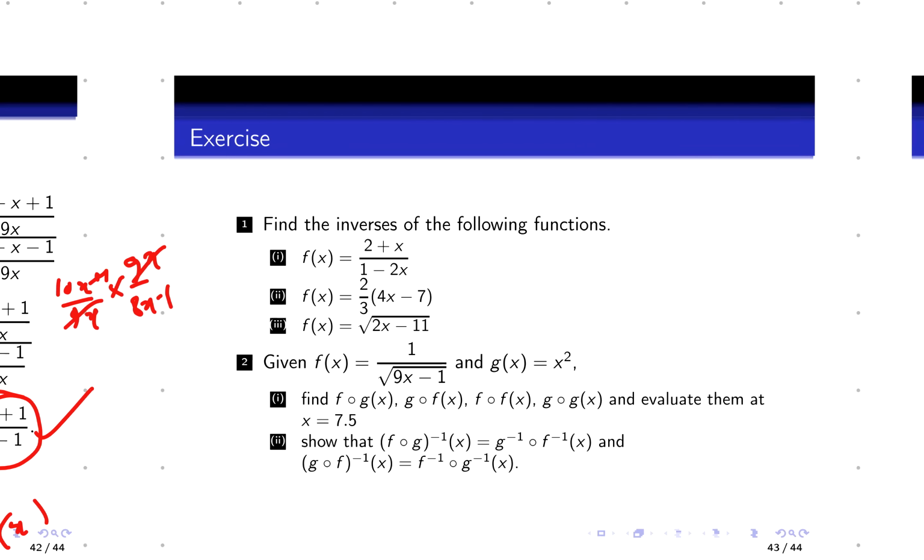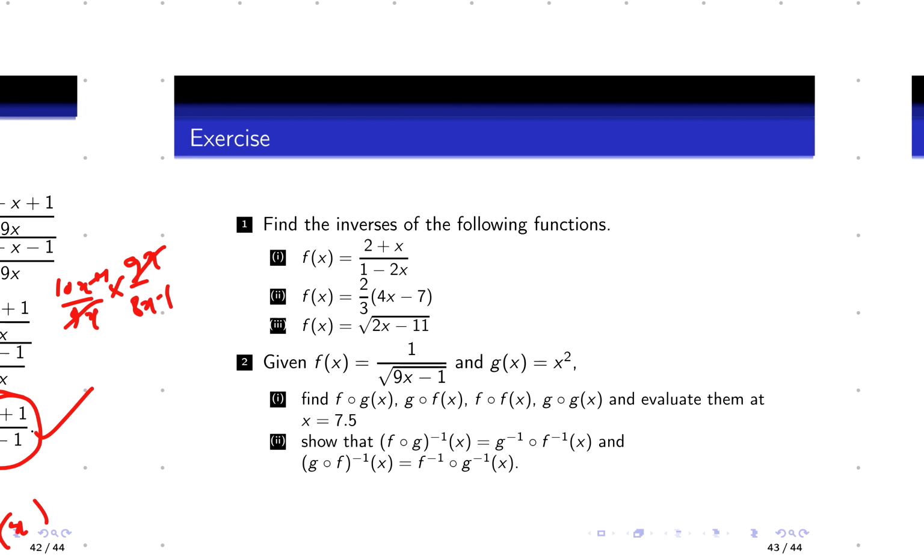Then function number 2, given f of x equals 1 over the square root of 9x minus 1 and g of x equals x squared, find f composed with g of x, g composed with f of x, f composed with f of x, g composed with g of x, and evaluate them at x equals 7.5. So after you find each one, put in 7.5 and see what the answer is.